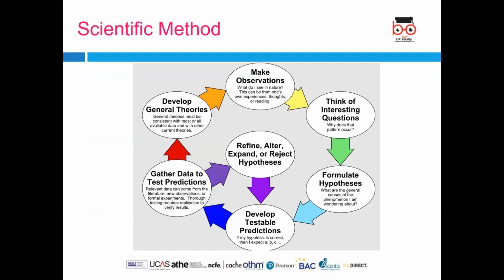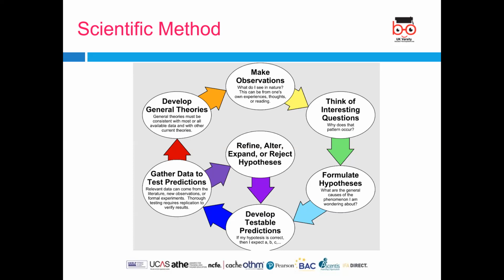So the general life cycle of how you test the hypothesis is given over here. The first thing is that you think of interesting questions. Why does that pattern occur? Why is it that people who sleep more than 7 hours experience less fatigue? Then you formulate the hypothesis. What are the general causes of the phenomena I am working on? For example, if a company spends more on marketing, then it is likely to get more visibility. So that is one of the hypotheses that you can formulate.